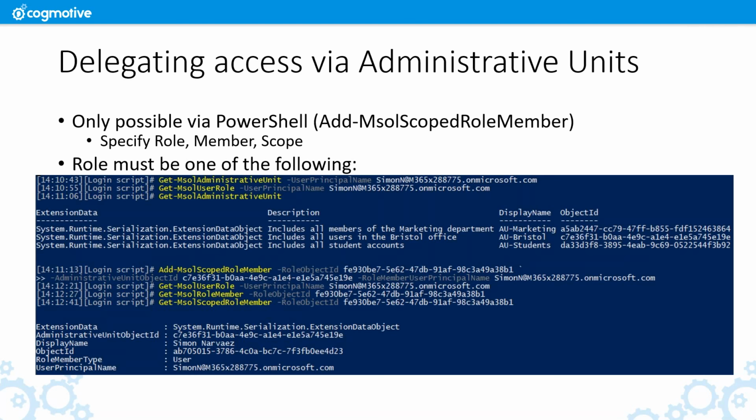So in order to actually delegate permissions to Simon, in this case, to a particular organization, administrative unit, in this case, the Bristol administrative unit, we need the ID of the administrative unit, which is visible there. We need Simon's UPN or object ID. And lastly, we need the object ID of the administrative role to which he will be granted access. It's all unfortunately done in object ID format.